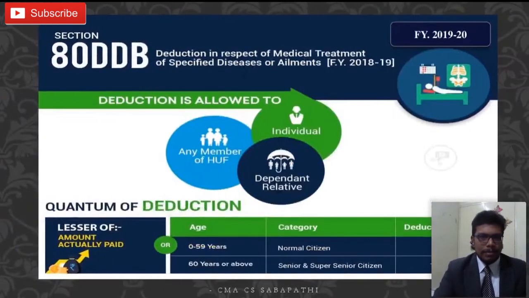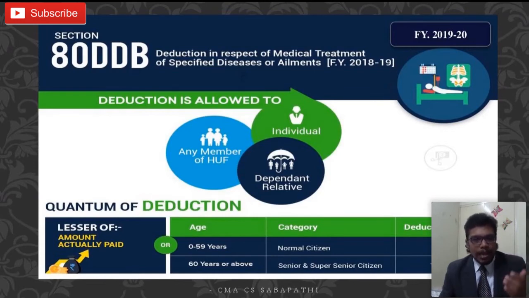Next comes 80DDB. Okay, sir, my parents are getting too old. They are attaining 70 years. In that type of situation, the insurance companies are not ready to issue a policy because the dependents are very old. The insurance companies are not ready to make new policies on them.